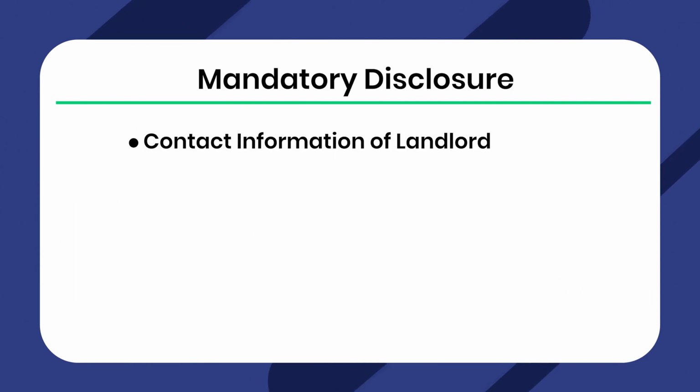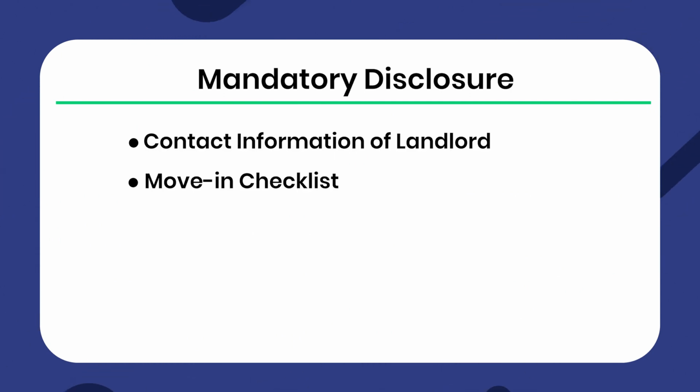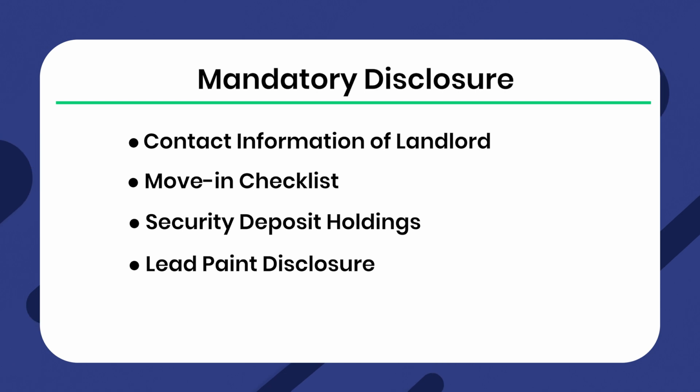There are also some disclosures required by the Uniform Residential Landlord and Tenant Act, such as the landlord's contact information, a move-in checklist, security deposit holdings, and lead paint disclosures for homes built before 1978.